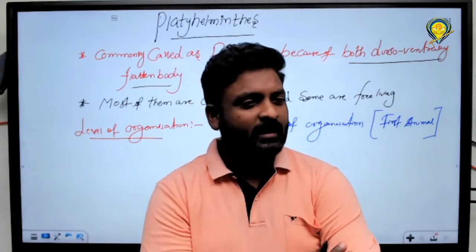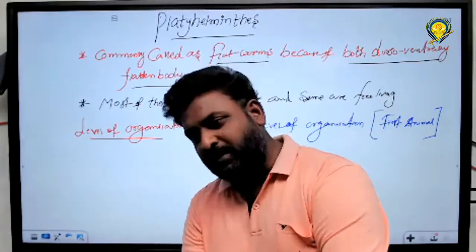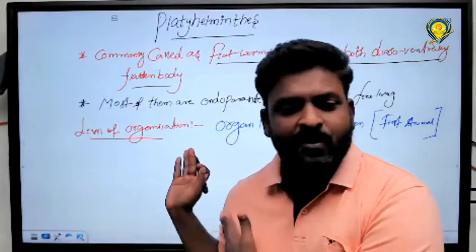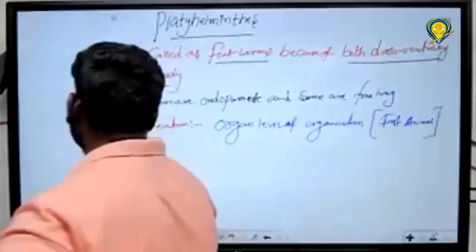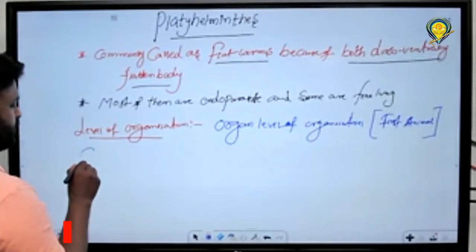Then, what about germ layers? Primary germ layers, what? Diploblastic or triploblastic? Triploblastic, right? It is also the first animal which exhibits triploblastic organization. Please write it. Germ layers.